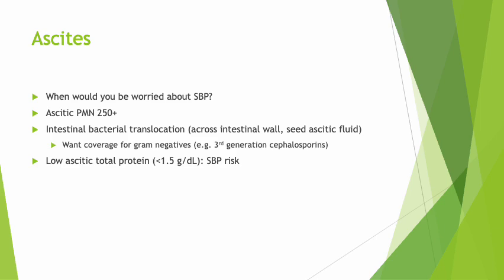And also remember on your exam that if you have a patient who has low ascitic total protein, which is especially less than 1.5, there is increased risk for SBP. And remember again, low ascitic total protein, think about cirrhosis for a patient who has low ascitic total protein.